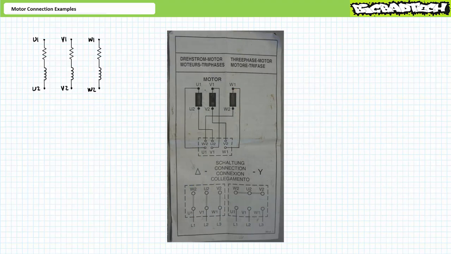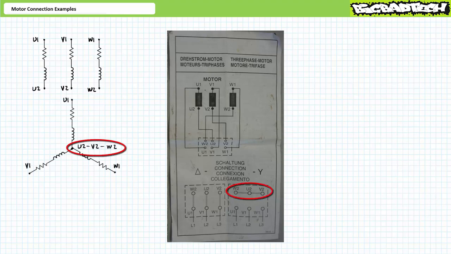Rather than using the terminal numbers 1 through 6 as common in the US, it looks like winding U has ends U1 and U2, winding V has ends V1 and V2, and winding W has ends W1 and W2. This is most likely a motor intended for use in a different country with a functional government and affordable healthcare. Regardless of the terminal identification scheme employed, the motor connection diagram makes perfect sense.